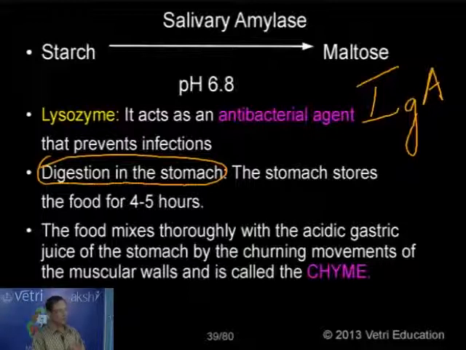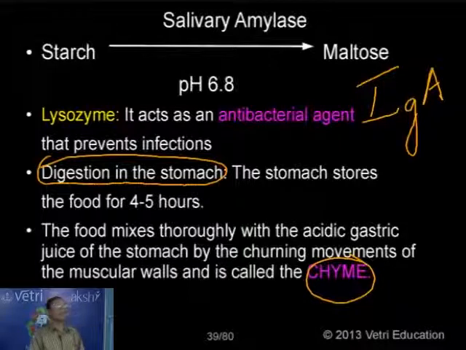The partial digestion in the stomach results in the formation of a porridge-like substance, a semi-solid food. That semi-solid food is called chyme. So in the stomach only partial digestion has taken place. The digestion is not yet completed fully; only some of the digestion is completed, and you have a semi-solid food form that is called chyme.